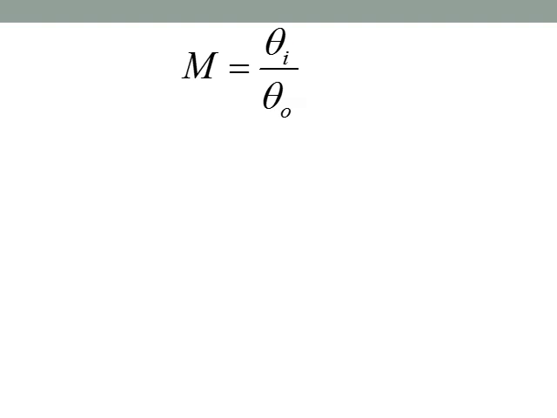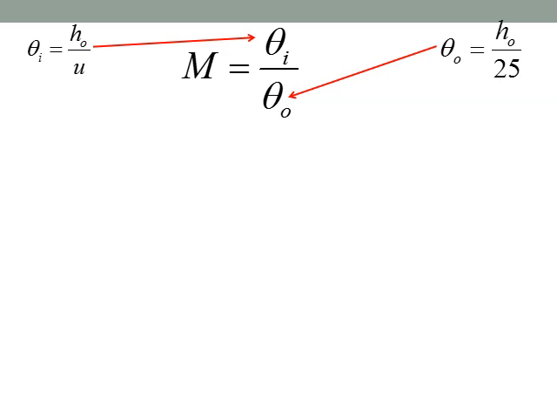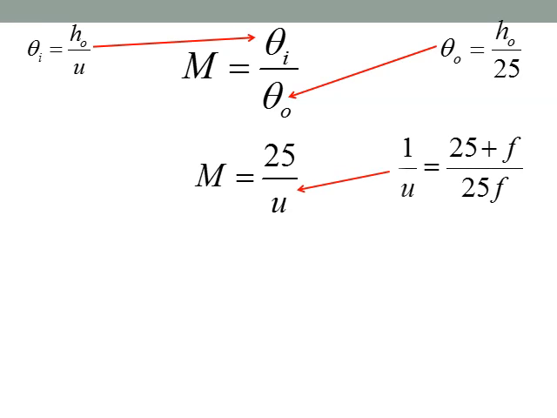And then I can finally take my equation for angular magnification, theta I over theta O. Theta I we saw earlier was equal to HO over U, and theta O is equal to HO over 25. I can plug things in, and we simplify to M is equal to 25 over U, the object distance. Then we say, okay, but what is U? Well, a slide before, we were looking at what U is with the thin lens equation, and we made this equation over here: 1 over U is equal to 25 plus F over 25 times F.